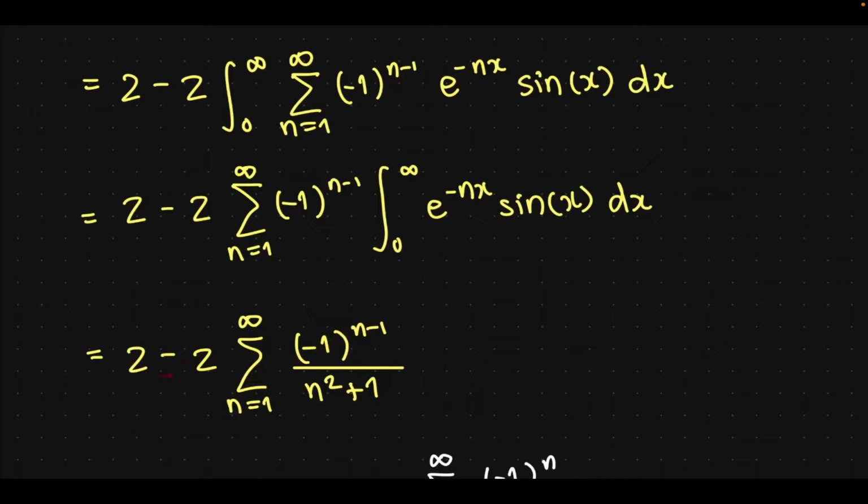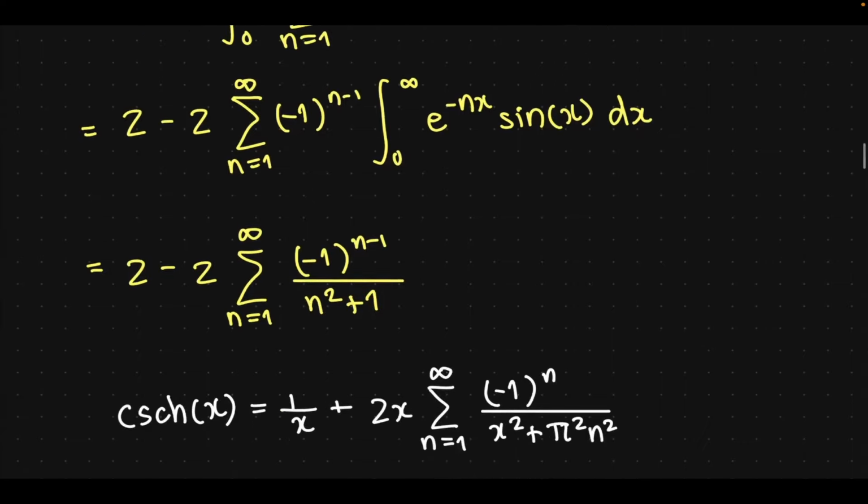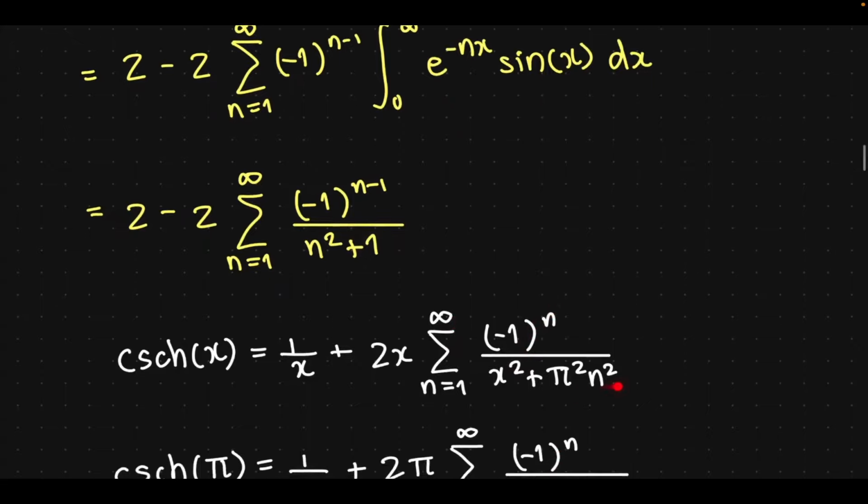So we get 2 minus 2 times the sum from n equals 1 to infinity of minus 1 to the n minus 1 over n squared plus 1. So it comes down to just solving this infinite sum now. And there is a nice formula for that. We know that hyperbolic cosecant of x, csch of x, is 1 over x plus 2 times x times the sum from n equals 1 to infinity of minus 1 to the n over x squared plus pi squared n squared.